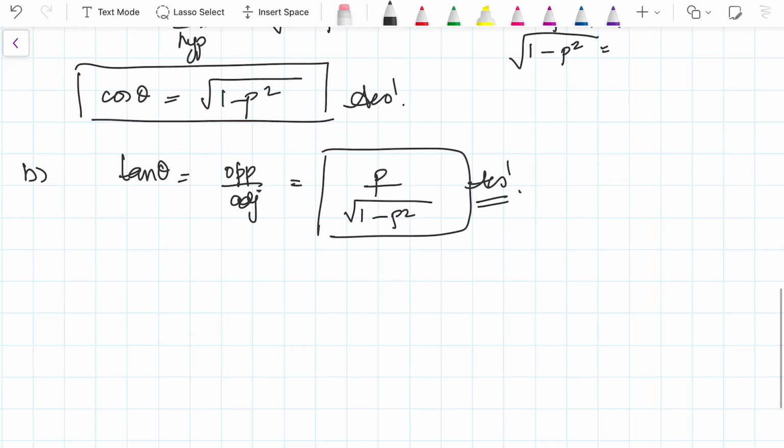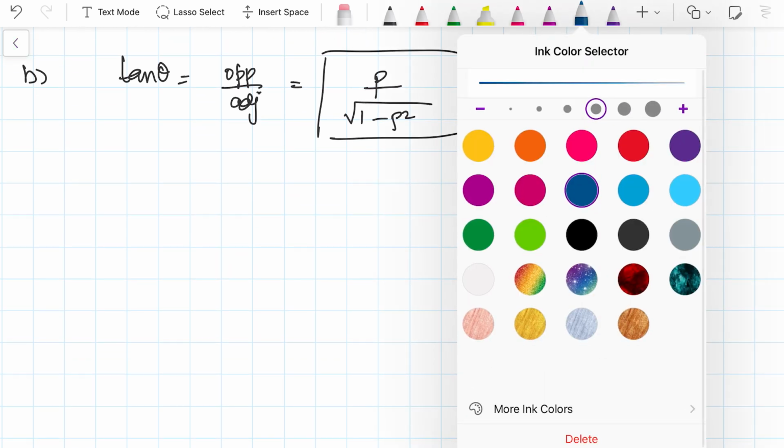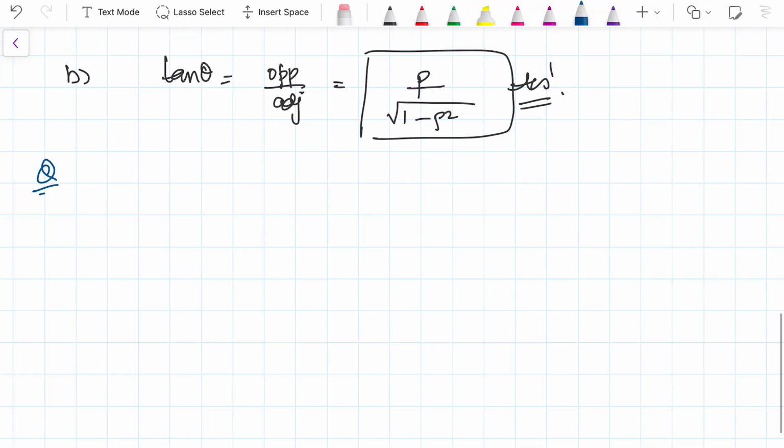Now, why am I saying first quadrant? Let's take another question. Cos theta is equal to minus k plus 1, where theta is reflex.